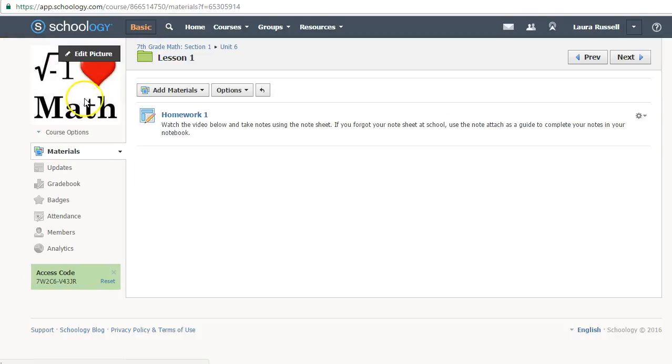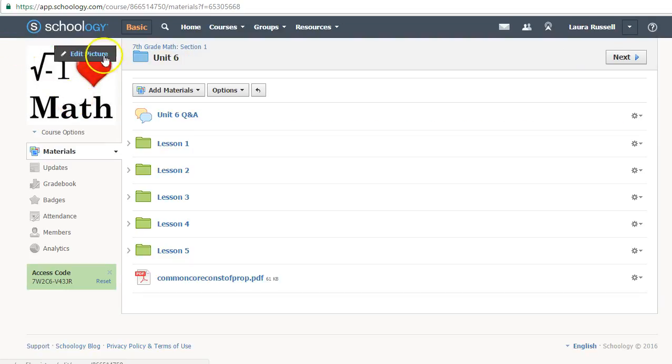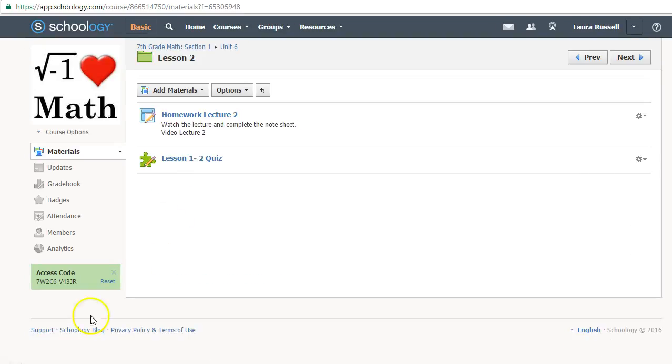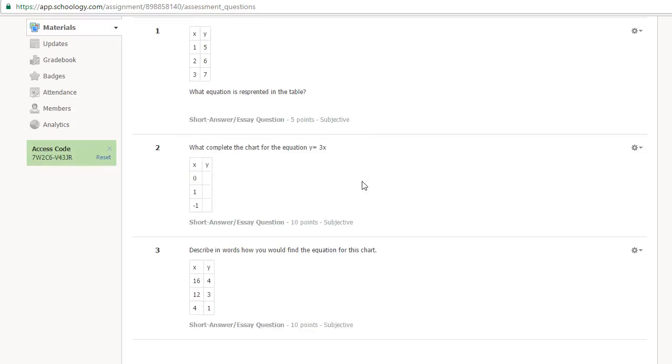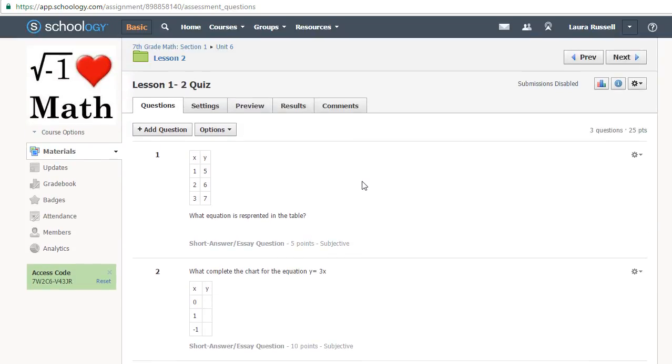So the other lessons all have a video lecture. Some of them have other things added to them as well. So lesson 2 has a quiz in it. So in lesson 2, the students would come in and complete this quiz for lessons 1 and 2. And this is a nice feature of this LMS. You can actually create your quizzes in here and then grade them through Schoology. This one's just a couple questions, just a check for understanding.